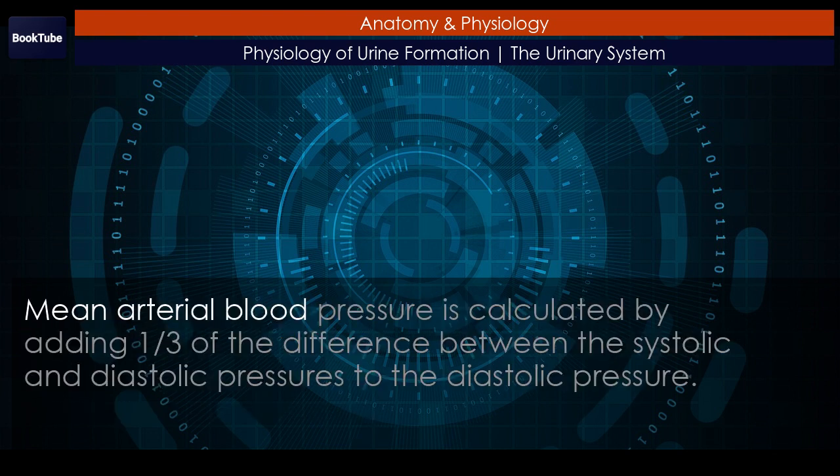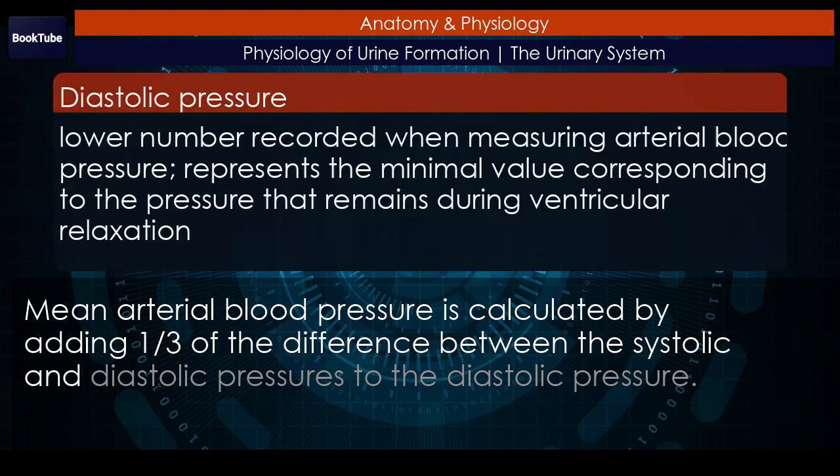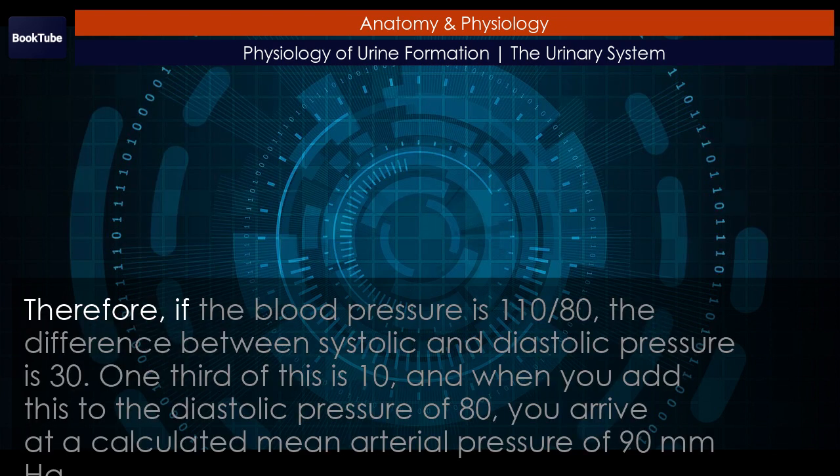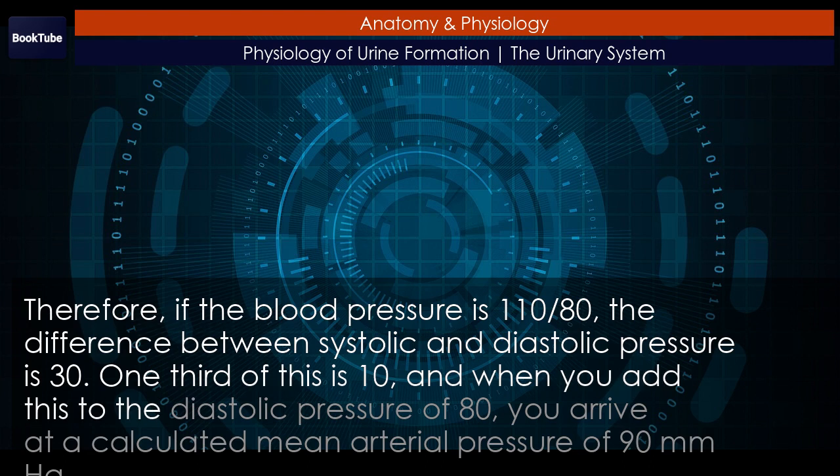Mean arterial blood pressure is calculated by adding 1/3 of the difference between the systolic and diastolic pressures to the diastolic pressure. Therefore, if the blood pressure is 110/80, the difference between systolic and diastolic pressure is 30. 1/3 of this is 10. And when you add this to the diastolic pressure of 80, you arrive at a calculated mean arterial pressure of 90 mm Hg.